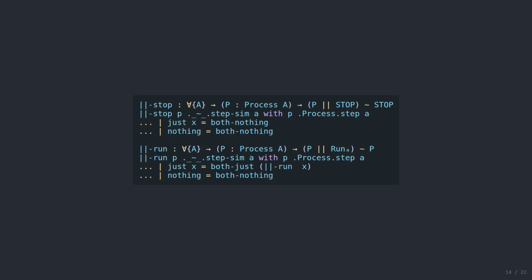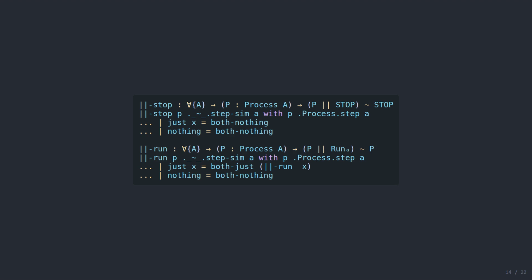We can now look at a couple of simple laws for the interaction operator. The first lemma shows that any process interacting with stop behaves exactly like stop. If stop cannot perform an event, then the combined system cannot perform it either. So P interacting with stop is bisimilar to stop.